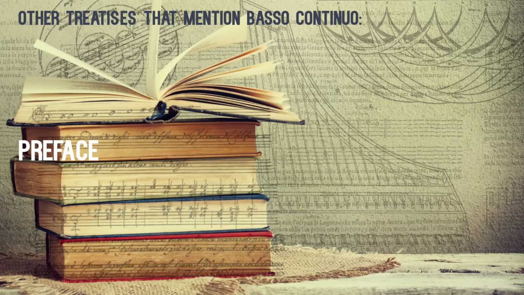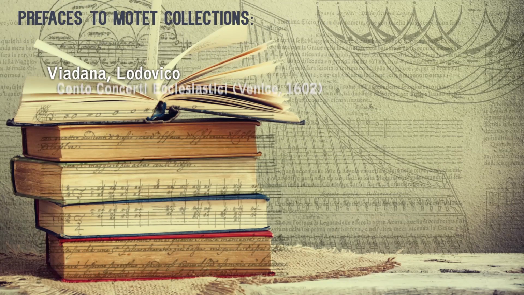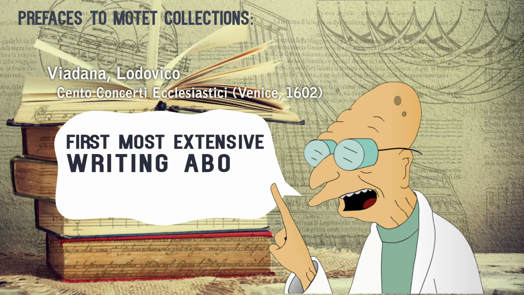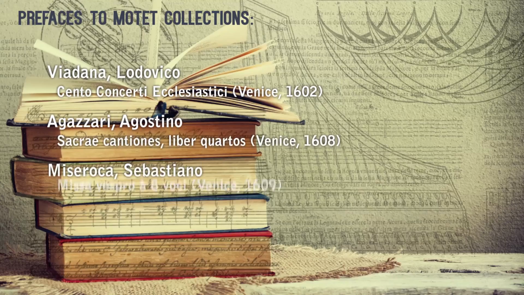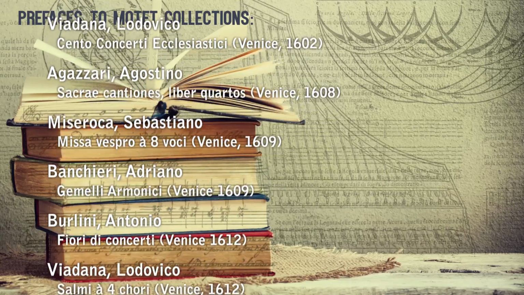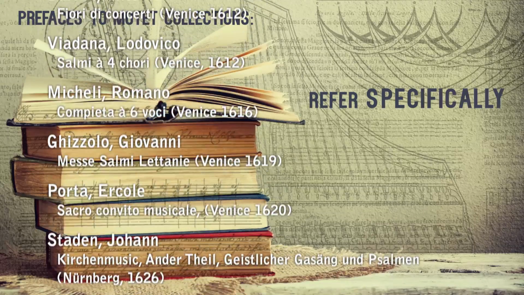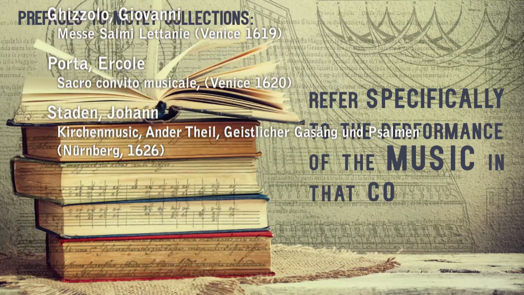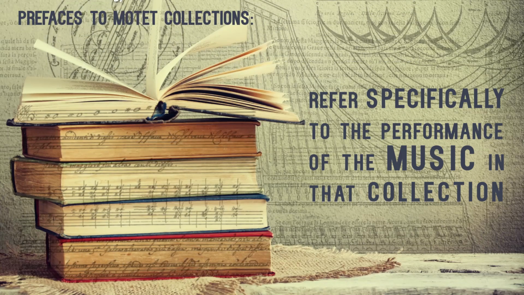Then we have prefaces to motet collections. These include the famous text by Viadana, the first most extensive writing about Basso Continuo. Notice, however, that as opposed to treatises that speak generally, this kind of prefaces to music collections normally refers specifically to the performance of the music in that collection. It's important to acknowledge that when reading them.